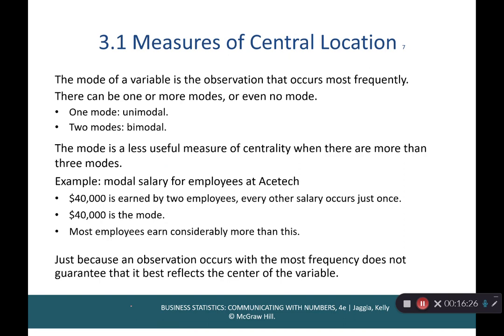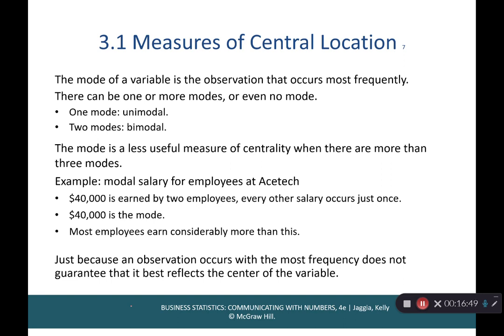Another common measure of central location is mode. So often you'll hear those 3 recited together: mean, median, mode. The mode is the value in your data set that occurs the most frequently. You can have one mode in a data set. You could have multiple modes, 2 modes. You can also have the case where you have no mode, where no value is duplicated.